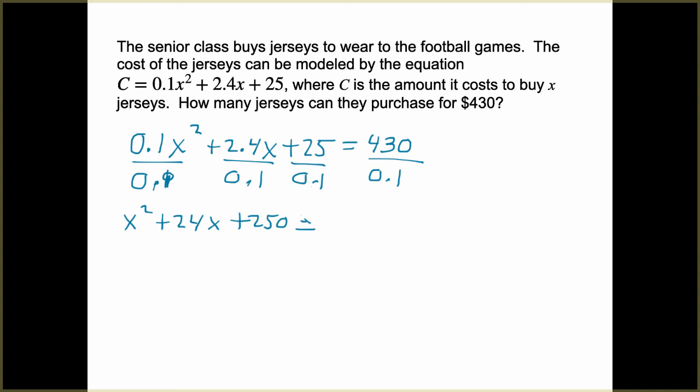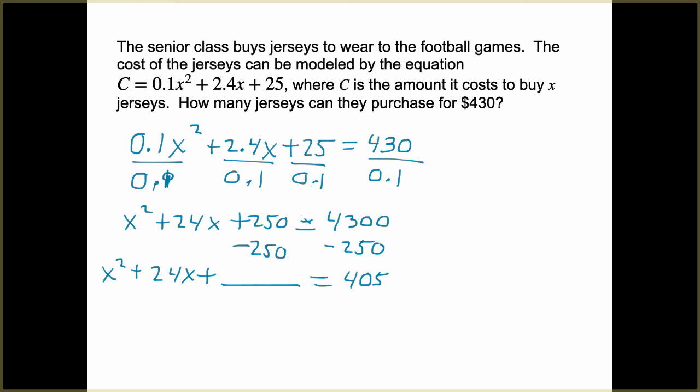equals 4,300. We want to solve this by completing the square since we're in section 9.5. So we have to move this 250 over because right now we do not have a perfect square trinomial on the left. We need to create one. We have x squared plus 24x plus some c value we're going to find equals 4,050 plus some c value.